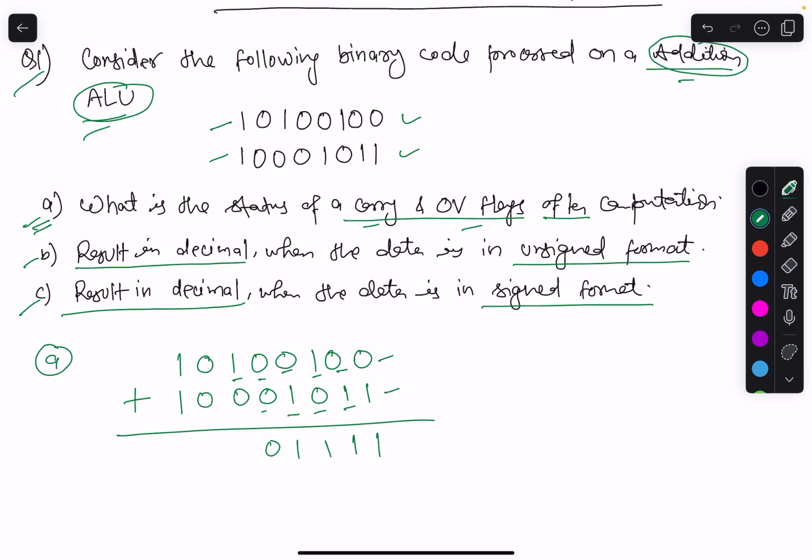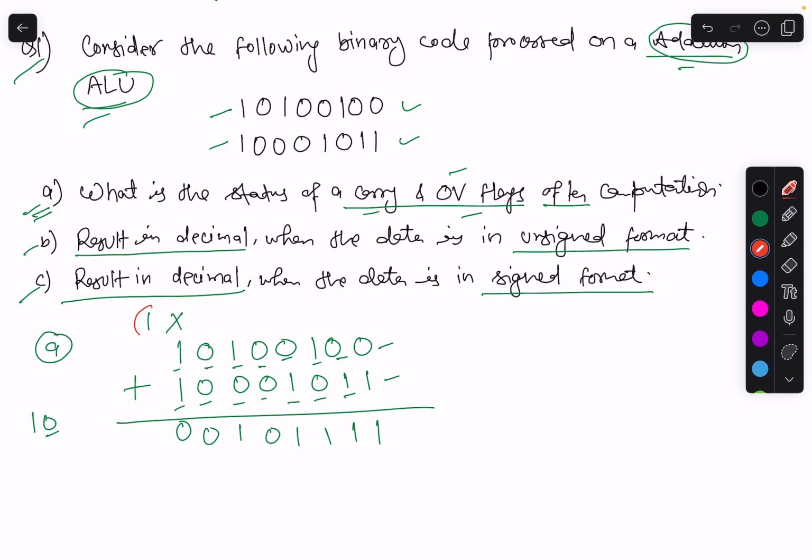0 and 0 is 0, 1 and 0 is 1, 0 and 0 is 0, and 1 and 1 is 10. So for this 10 we put 0 here, and 1 is the carry, and here there is no carry, right? Here we are finding the in and out carries because they are asking us to find the overflow flag as well. So from this we can see that we have this carry flag. So carry is equal to 1, and the in carry is 0 and the out carry is 1.